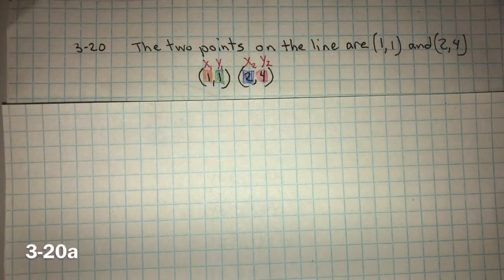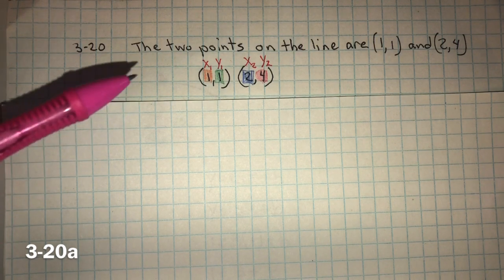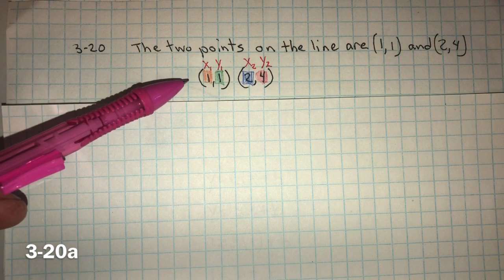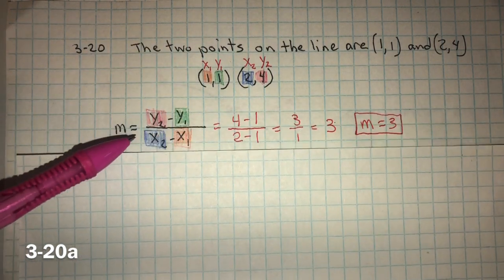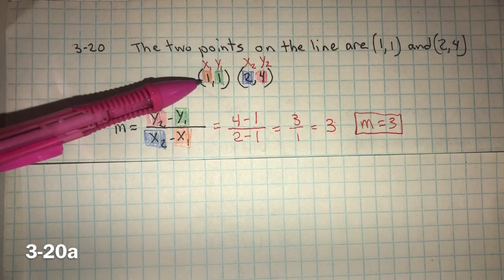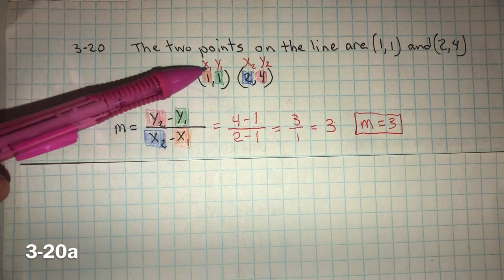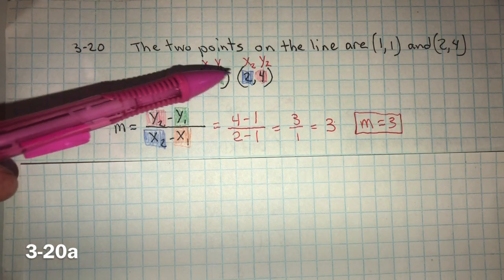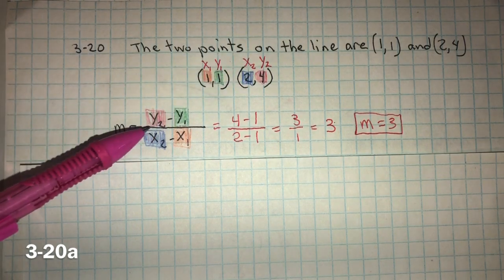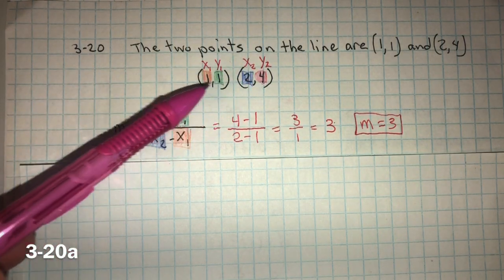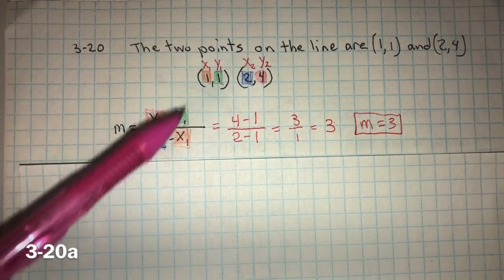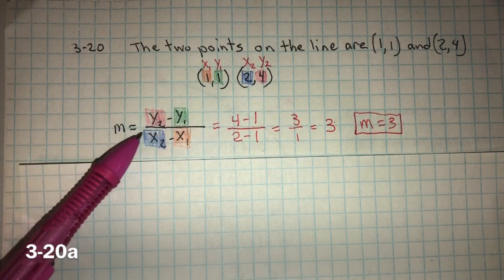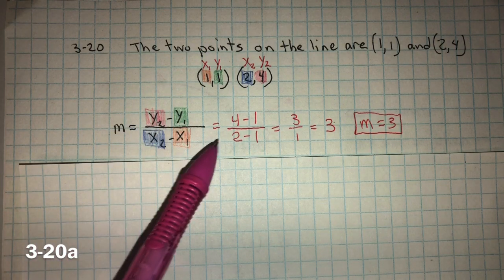For part A, what is the slope of our line? So you could graph it, but I chose to use the slope formula, the difference of the y's over the difference of the x's. So here's point 1, x1 and y1, and x2 and y2. So it's the difference of the y's, 4 minus 1, over 2 minus 1. So again, the slope formula is the difference of the y's over the difference of the x's.